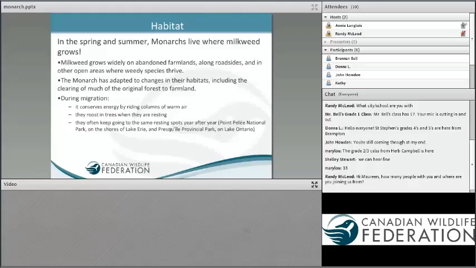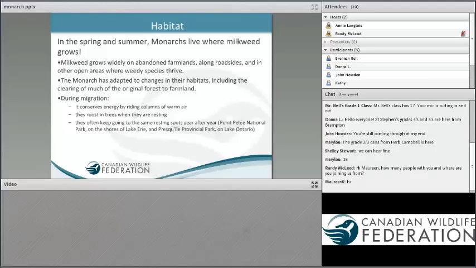So while it's migrating, another habitat that the monarch will need, they will roost in trees. So they need to rest once in a while when they're flying. So they choose trees in groups to rest. And also another thing they like to do during migration is to ride columns of warm air and wind so that they don't waste a lot of energy. So they just ride the wind to be carried during migration.